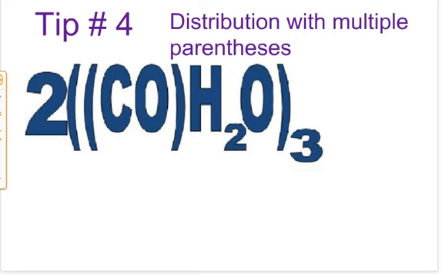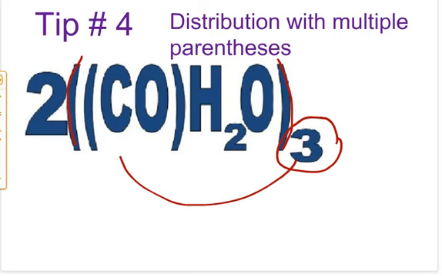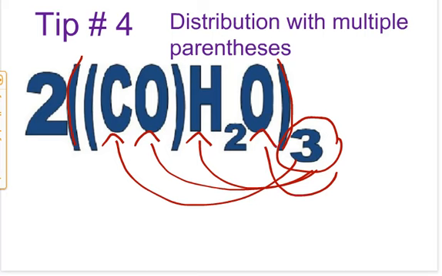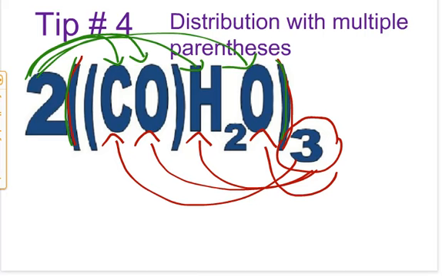Tip number 4. Now we have multiple parentheses and multiple subscripts. Remember, just take your time and we're going to work through it. This 3 right here is going to trick you. It is outside all the parentheses. So it's going to go to every single one: carbon, oxygen, hydrogen, and another oxygen. This 2 is outside all the parentheses. So it's going to go to every one as well: to carbon, oxygen, hydrogen, and an oxygen again.